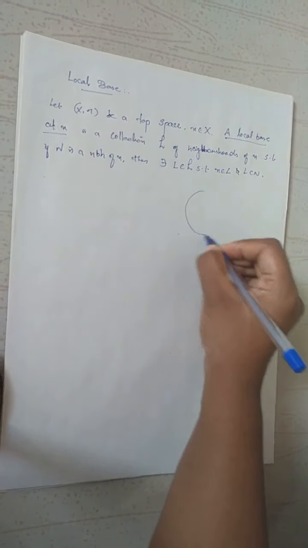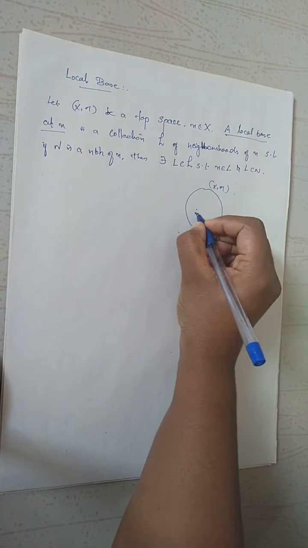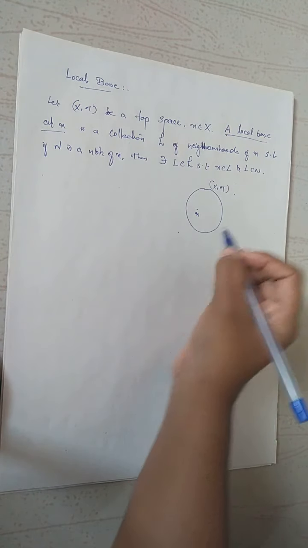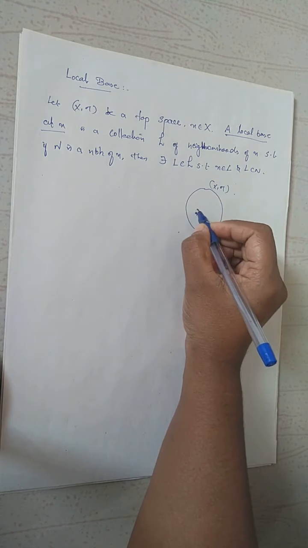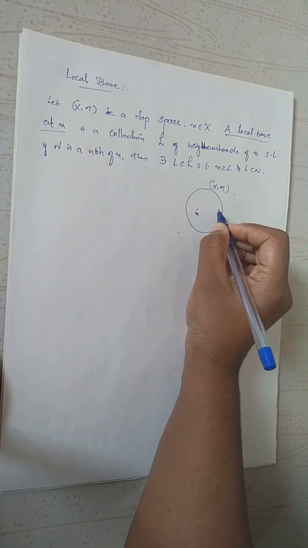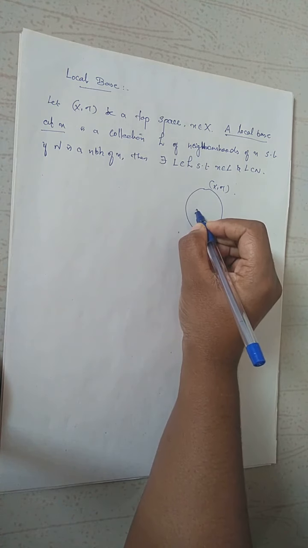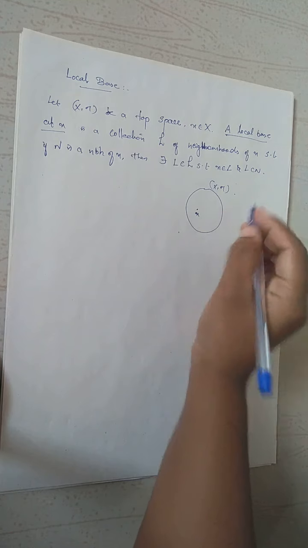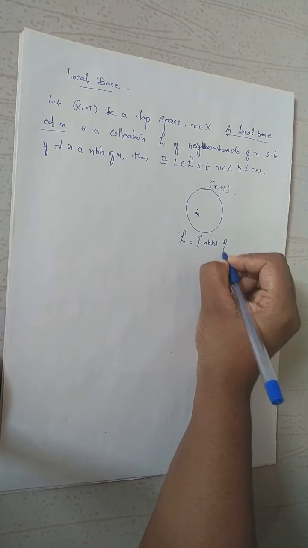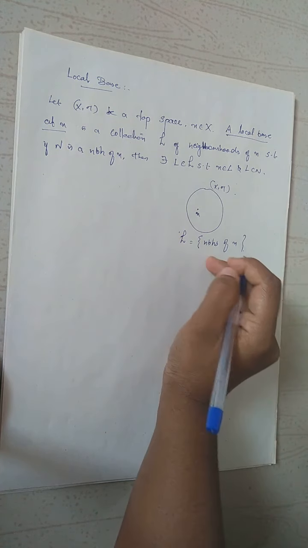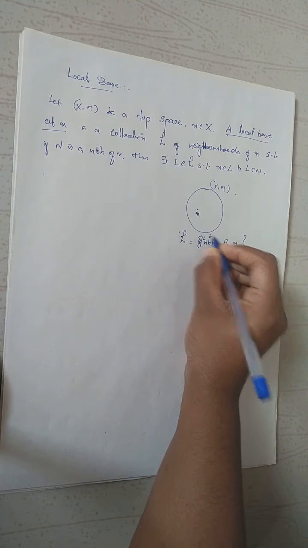So suppose we have a topological space (X, τ). We take a point small x belongs to capital X. Now we will define a local base at a point x. Corresponding to every point we can define different local bases. A local base is nothing but a collection, script L, which consists of neighborhoods of x, the set of all L such that L is a neighborhood of x.